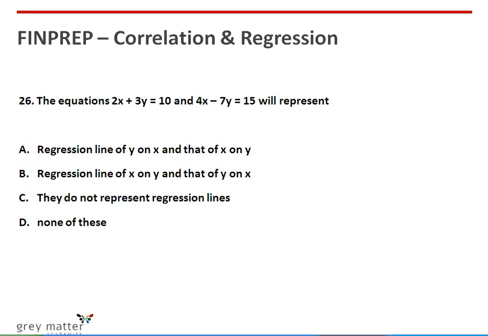26th question, the equations 2x plus 3y equal to 10 and 4x minus 7y equal to 15.